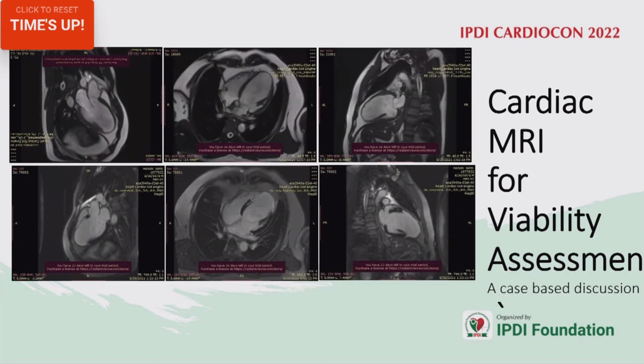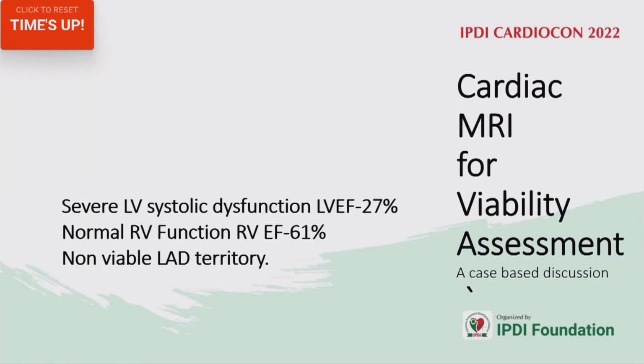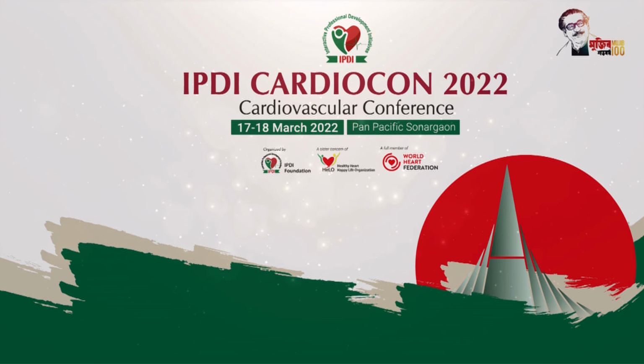We can see the 3 chamber, 4 chamber, and 2 chamber, and you can see there are huge white patches around the anteroseptum in mid, apical, and apex. So there is severe LV systolic dysfunction, LVEF is 27%, normal LV function is 61, and non-viable territory in LAD. I would like to conclude my session with a reference from Circulation.